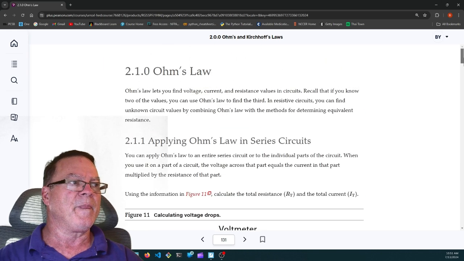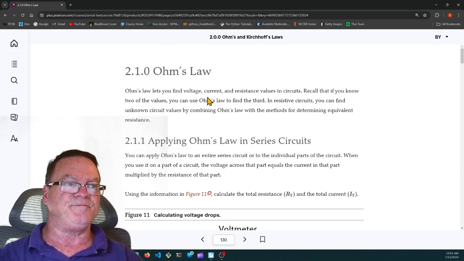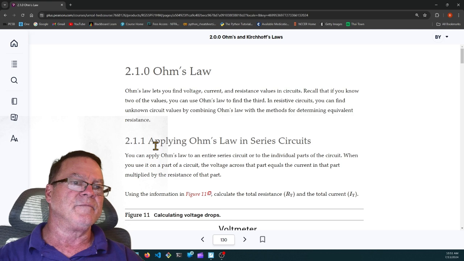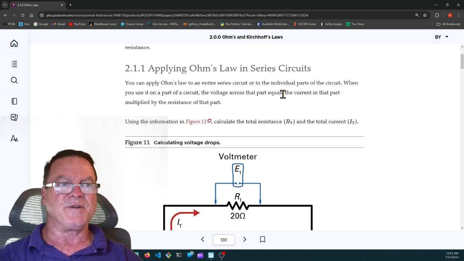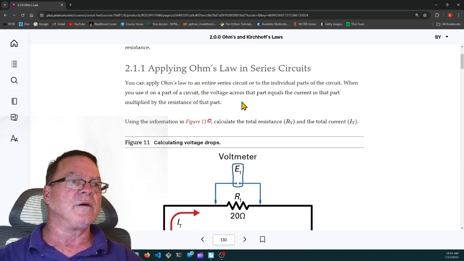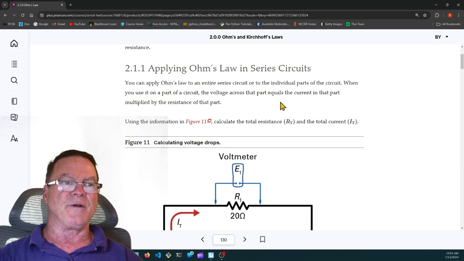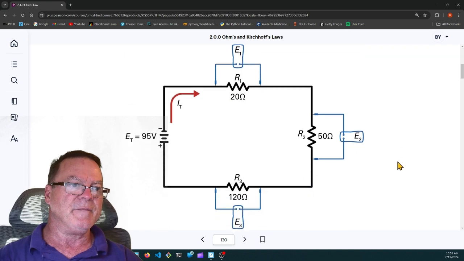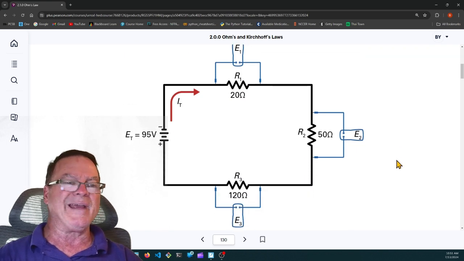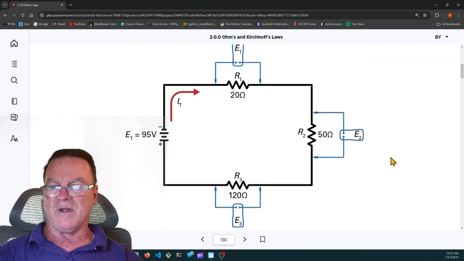2.1.0 Ohm's law. 2.1.1 Applying Ohm's law in series circuits. You can apply Ohm's law to an entire series circuit or to the individual parts of the circuit. When you use it on a part of a circuit, the voltage across that part equals the current in that part multiplied by the resistance of that part. So I always call it Big Ohm's law and Little Ohm's law.